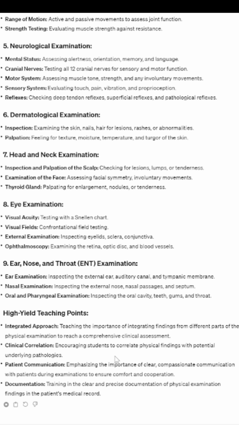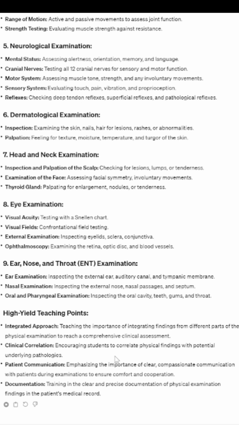8. Eye examination. Visual acuity: testing with a Snellen chart. Visual fields: confrontational field testing. External examination: inspecting eyelids, sclera, conjunctiva. Ophthalmoscopy: examining the retina, optic disc, and blood vessels.